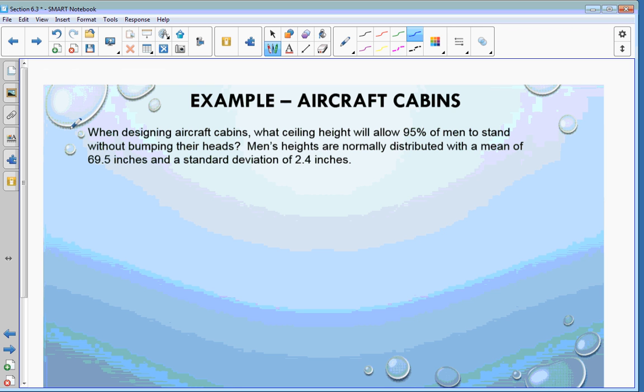So when designing aircraft cabins, what cabin height would allow for 95% of men to stand without bumping their heads? Men's heights are normally distributed with a mean of 69.5 inches and a standard deviation of 2.4 inches. So, of course, we're going to sketch. That's always our first job.